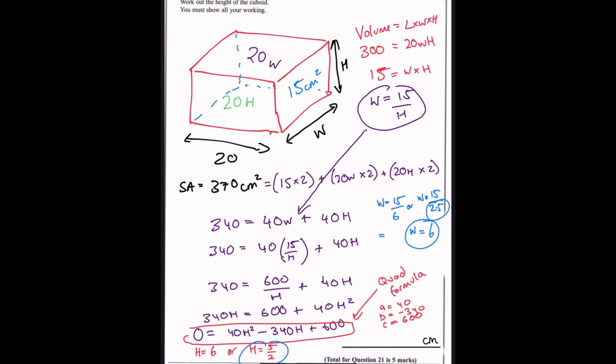Okay, so width is 6, height equals 2.5. The alternative is the height is 6 and then the width is 2.5. But because width is more than height, we know it must be this option. Okay, so width is 6, height is 2.5.